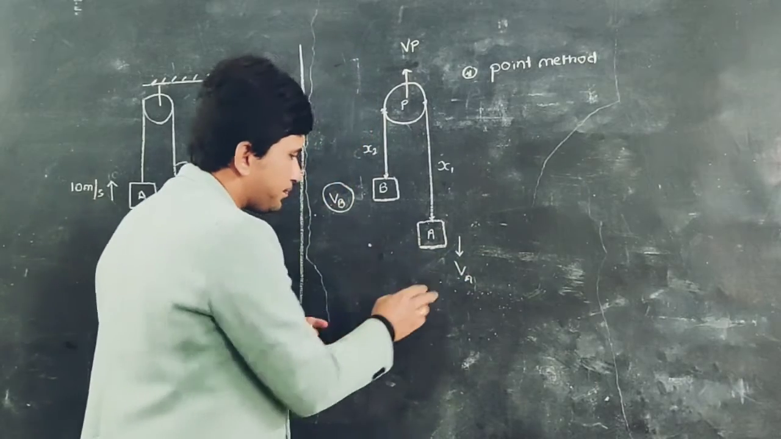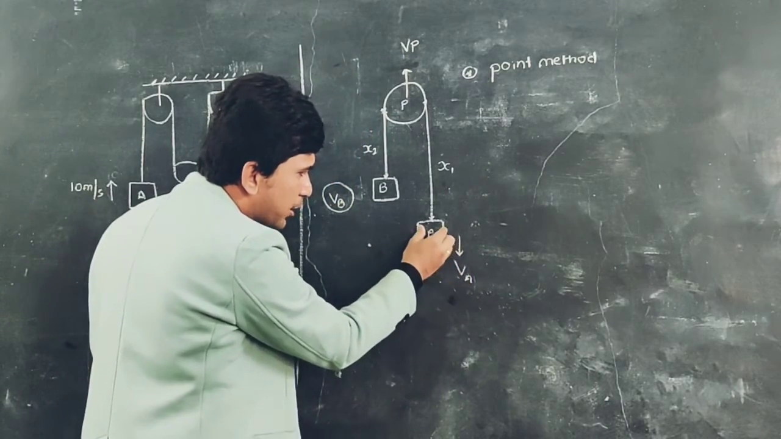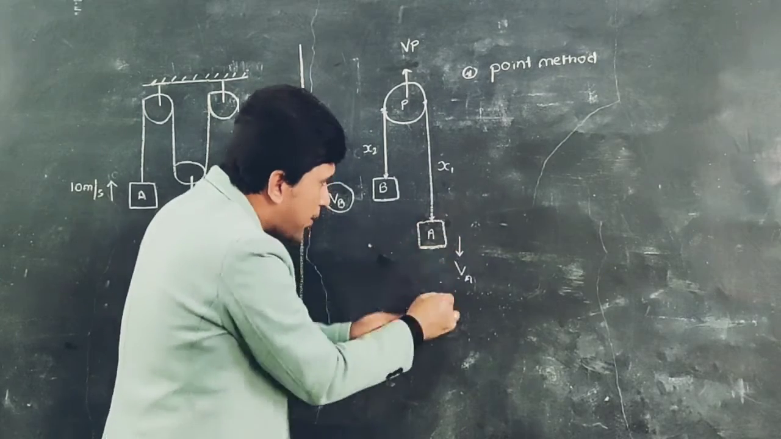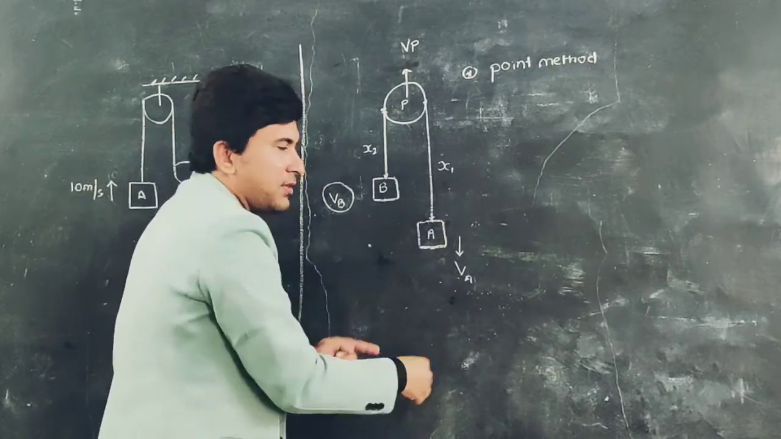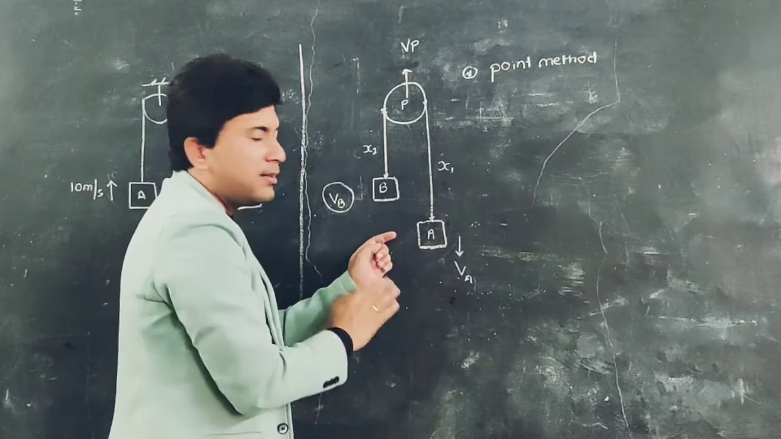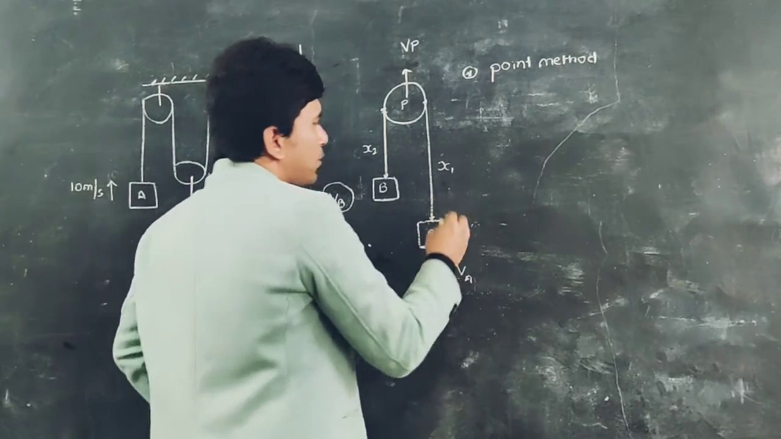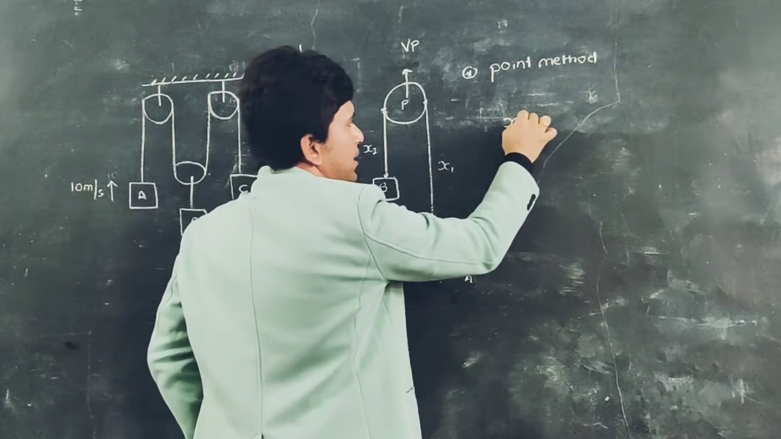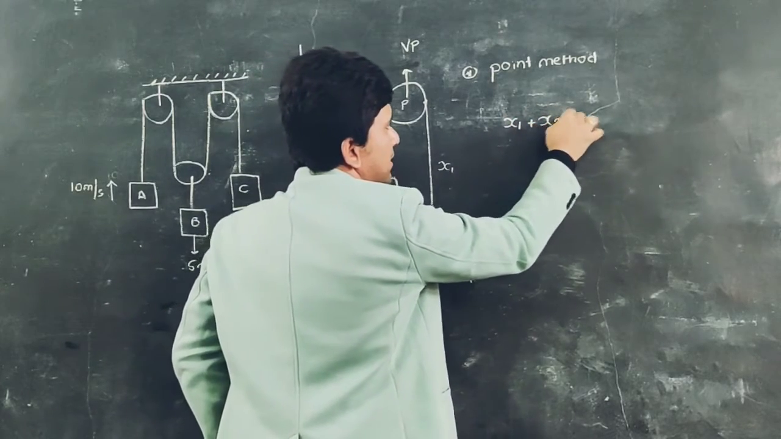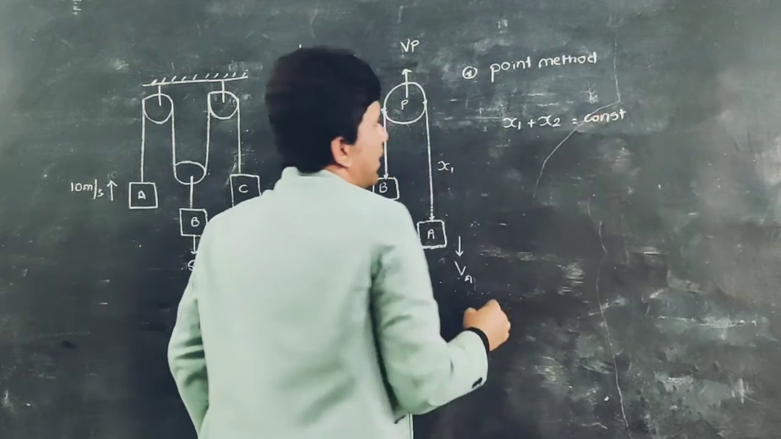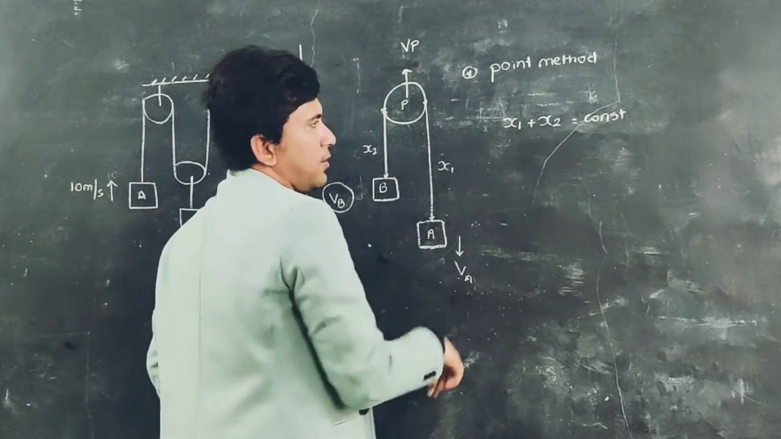What you do here, now suppose this block is moving down with a velocity of A, only focus on this one. If this block is trying to come down, this point is being stretched. That means this is trying to increase the length of the string. So x1 plus x2 should be equal to constant. Obviously this is the length of the string, this should not change, this should remain the same. And when you differentiate this one, you get the velocities.